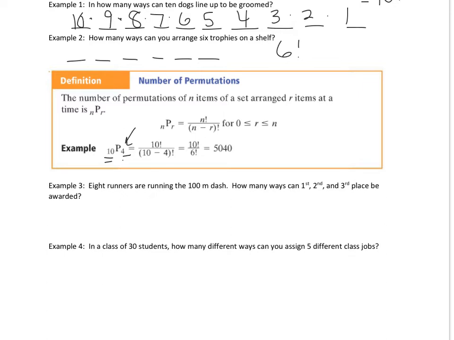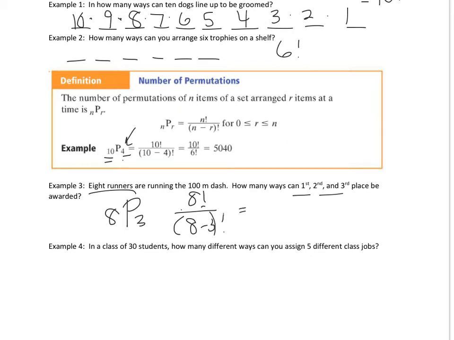So think of something where the order still matters. For example 3, 8 runners are running the 100-meter dash. How many ways can first, second, and third be awarded? It definitely matters, because if Betsy gets first, that's different than Betsy getting second, so the order matters. So I have 8 people to choose from, P 3: 8 people pick 3, order matters, it's picky. So this is going to be 8 factorial over 8 minus 3 factorial.